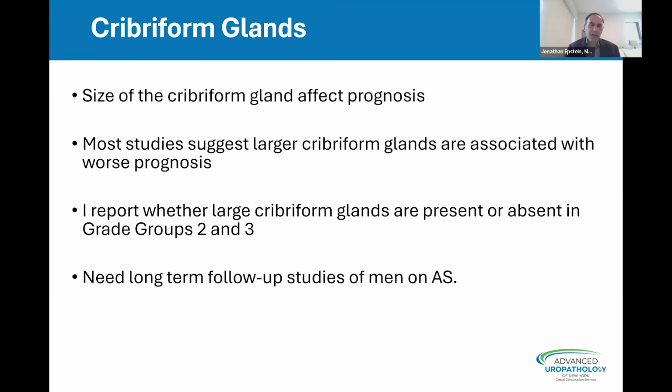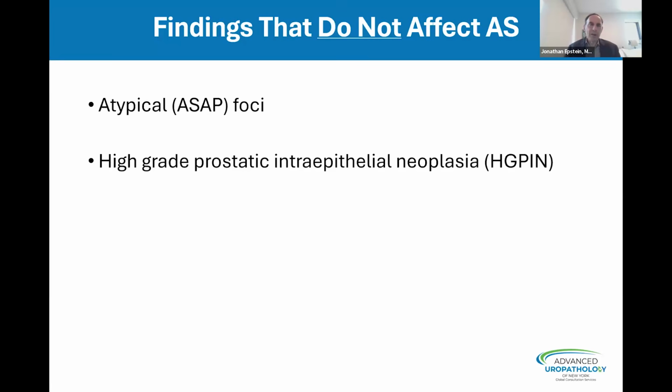So on every report, when I see a 3 + 4 = 7 or a 4 + 3 = 7, even higher grade, I will report whether there are large cribriform glands present or absent. But again, that's not the case in many pathology reports. But as I emphasized, we do need longer follow-up studies, also with cribriform glands and large cribriform and small cribriform on active surveillance. What about other findings?